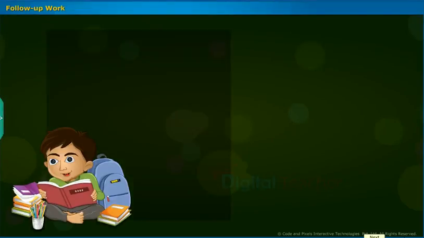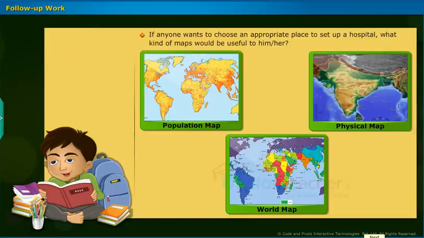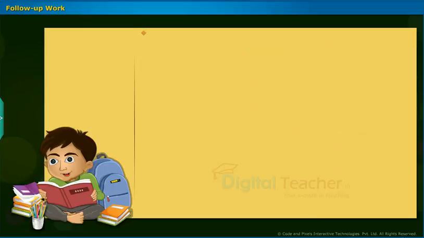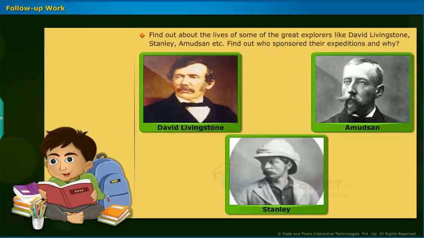Follow-up work. If anyone wants to choose an appropriate place to set up a hospital, what kind of maps would be useful to him or her? Find out about the lives of some of the great explorers like David Livingstone, Stanley, Amundsen, etc. Find out who sponsored their expeditions and why.